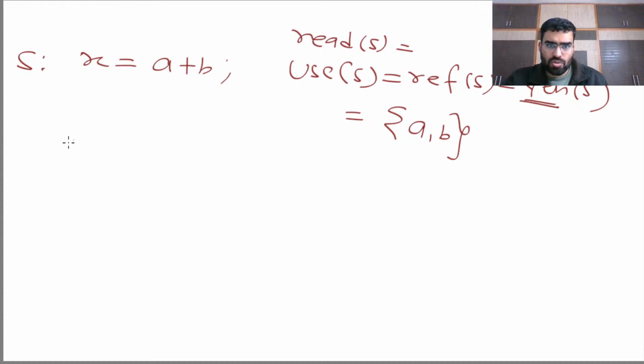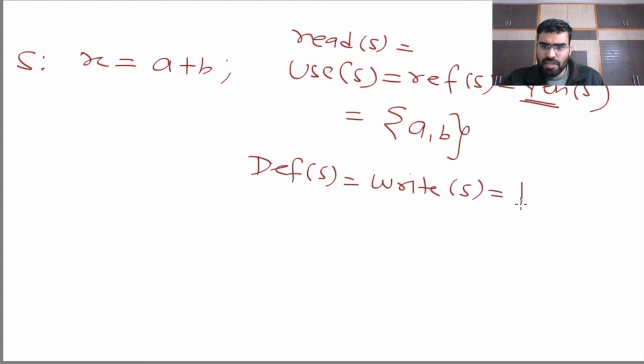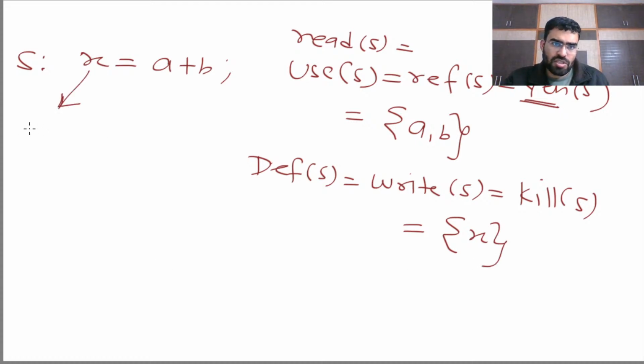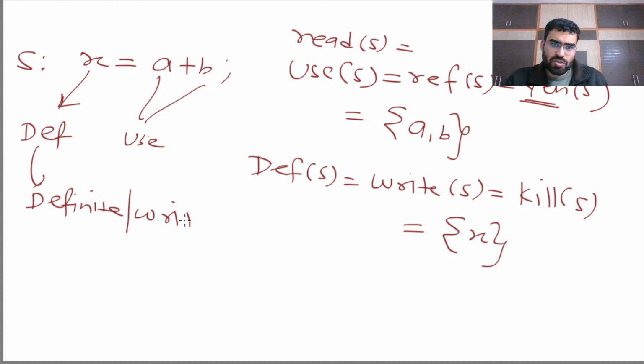Now similarly, in this statement, what are we killing, what are we defining? What we are defining automatically means what we are writing, what we are killing. In this statement, we are defining the variable x, because we are changing it. So this is called the definition, and these are called use. Definition means write. So this is the whole point.